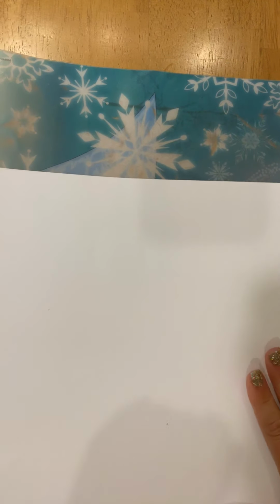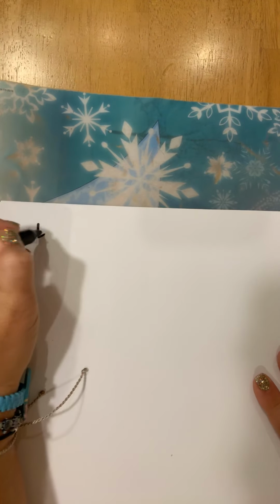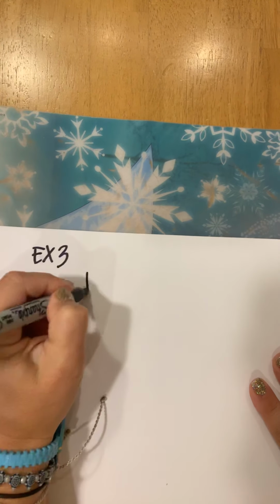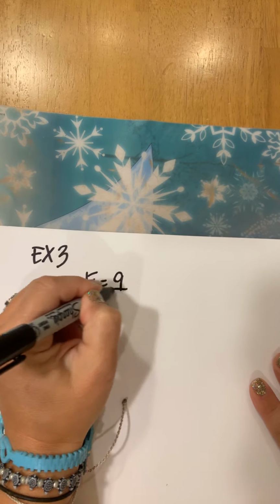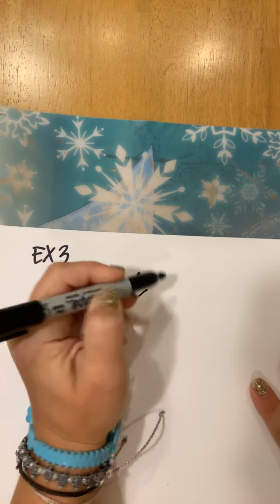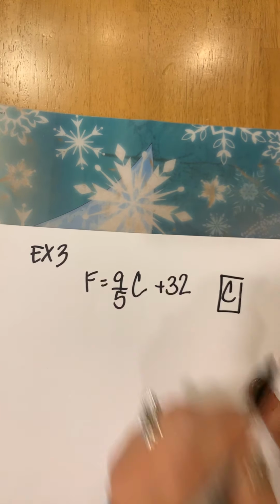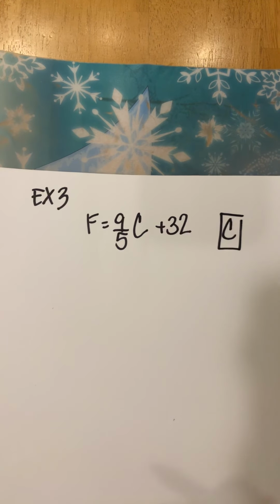Example 3. So example 3, they give me f equals 9/5 c plus 32, and they want us to solve for c. So I'm going to give you a second to think about that.